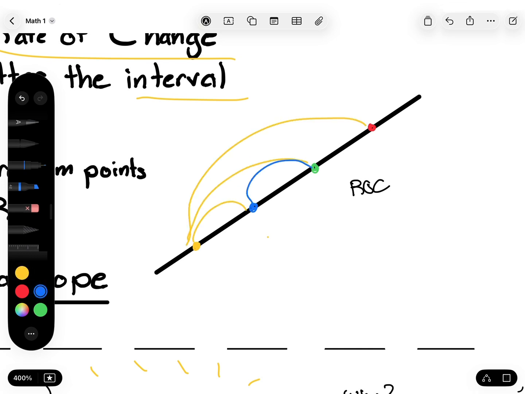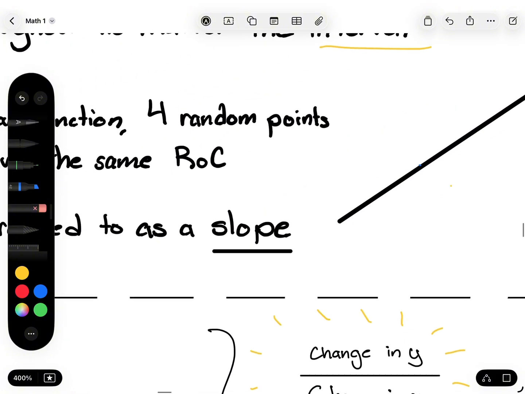If you were to find the rate of change from point B to C, or B to D, it would still be the same as anything else. If we were going to find it from C to D, all of these humps that I have here have the same rate of change. They are all equal rates of change. And this is only applicable in a linear function, so any function that is a straight line. The rate of change in a linear function is what we call a slope.